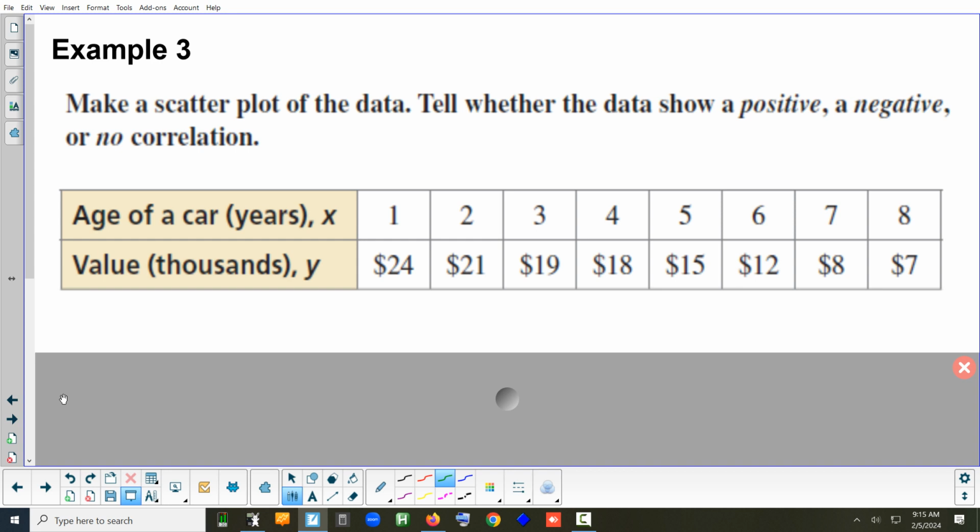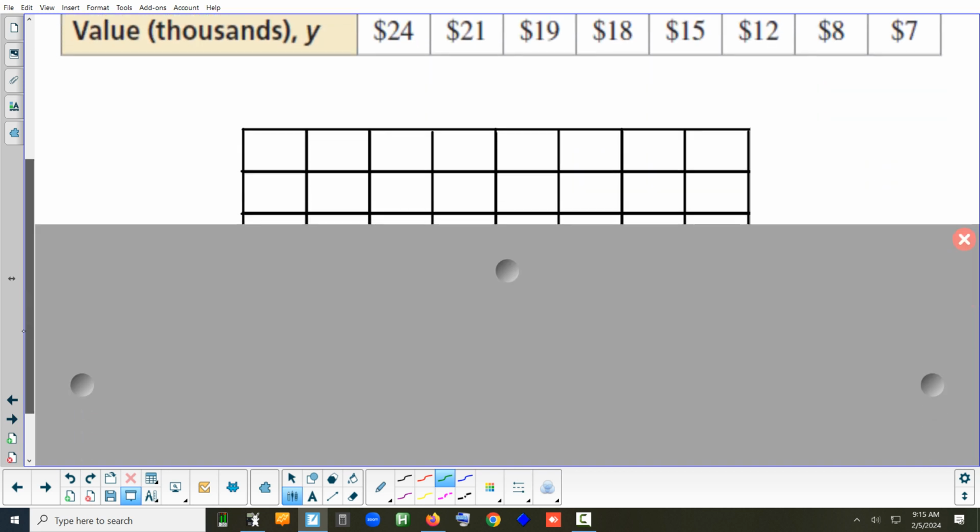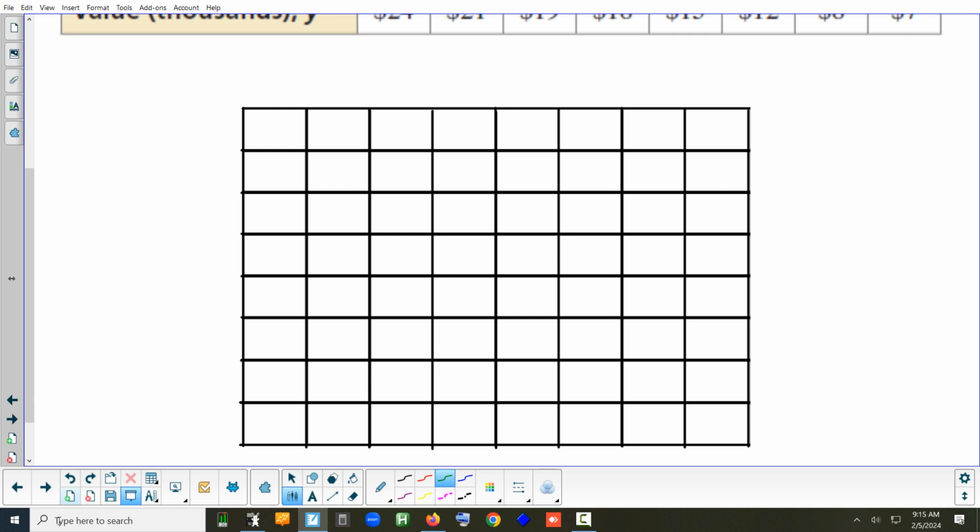Yep. And what are we going to put on the y-axis? The value. Now, what's the highest value we have to go up to? 24. We've got to go up to 24. And remember, that's in thousands. That's really like 24,000, 21,000, and so on. Do we have 24 lines on our grid? No. How many do we have?